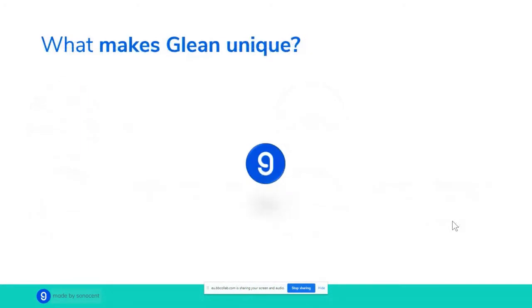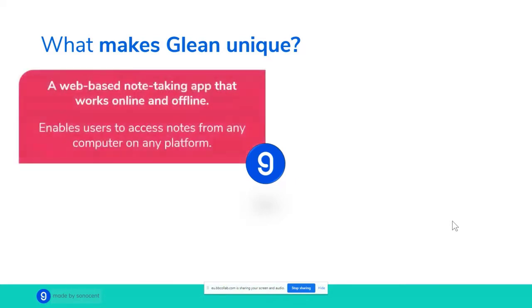Now, there's just a couple of key things that I want to mention that makes Glean unique. And I think it's really important to get this across before I show you it. The first thing is that it is a web app. It runs via Google Chrome. But importantly, you don't have to be online to use it. It works 100% fully offline.